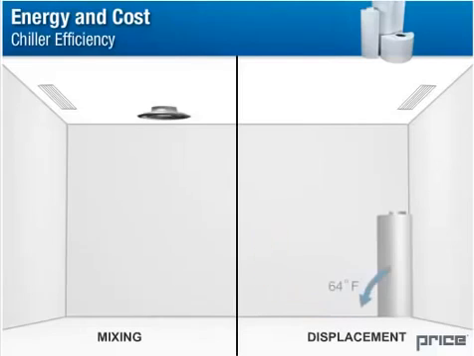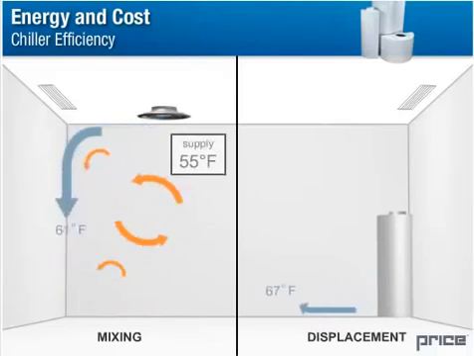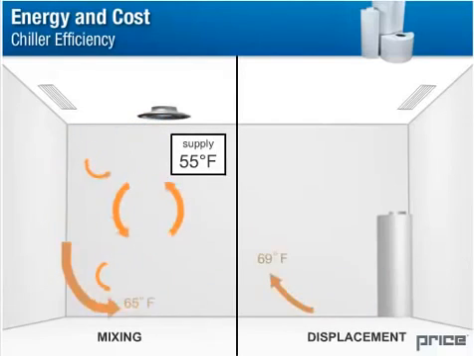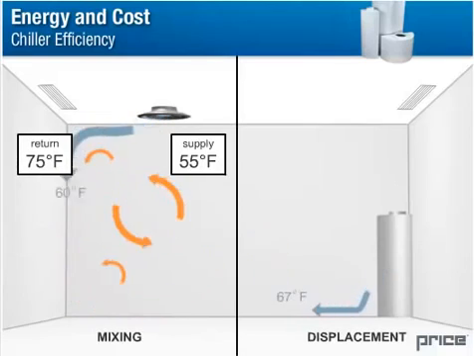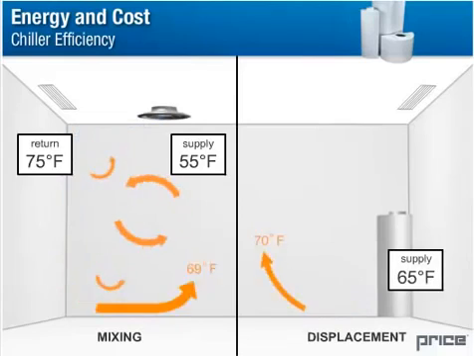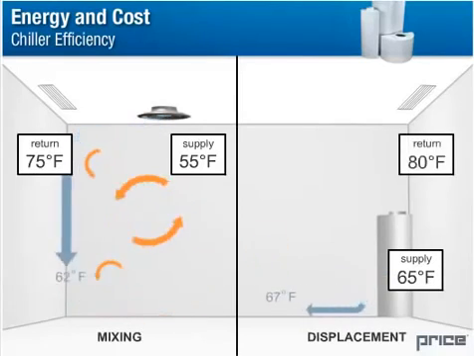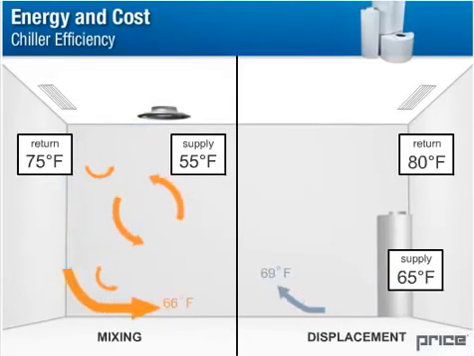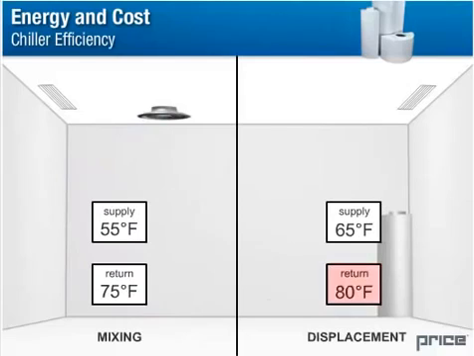return temperatures. In a typical mixing system, the supply air temperature is approximately 55 degrees Fahrenheit and the return air temperature is approximately 75 degrees Fahrenheit. In a displacement ventilation system, the supply air temperature is approximately 65 degrees Fahrenheit and the return air temperature is approximately 80 degrees Fahrenheit. The higher return air temperature is beneficial because it allows our chiller to work with a higher coefficient of performance, saving us energy and money.